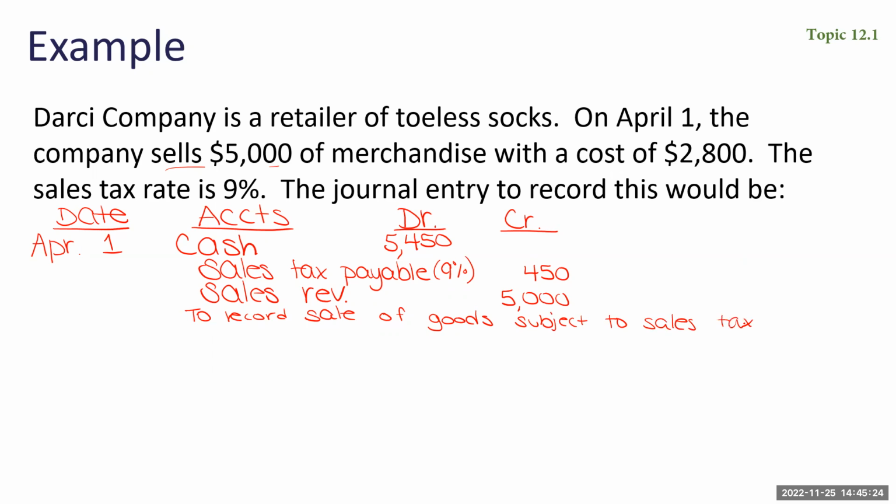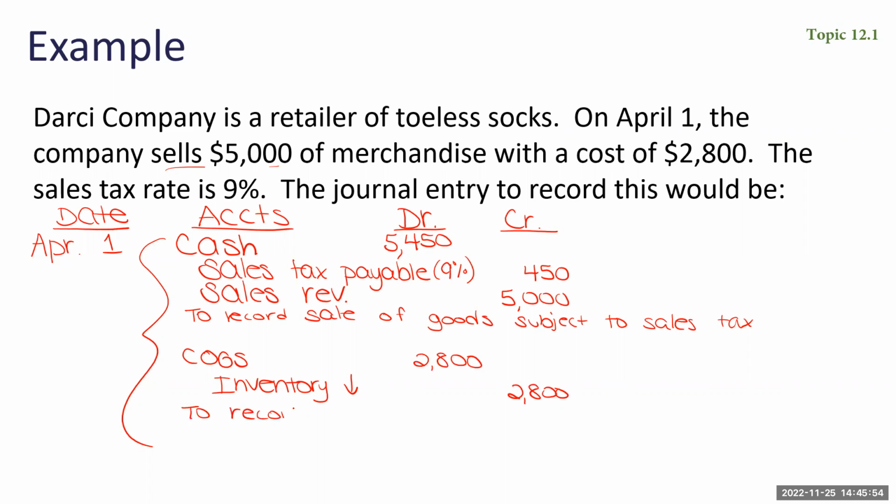Now, a lot of my students, they stop here. They say, oh, they were just giving you this $2,800 to throw you off. No, they're not. Remember in chapter 6, we learned if you sell, you do that second journal entry. Inventory is recorded at cost. So 2,800 is the other journal entry you will make on April 1st to record cost of inventory sold.